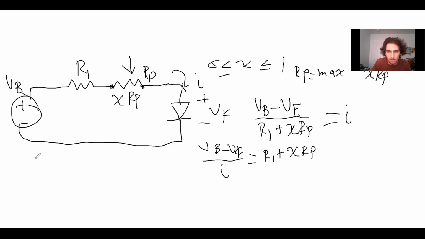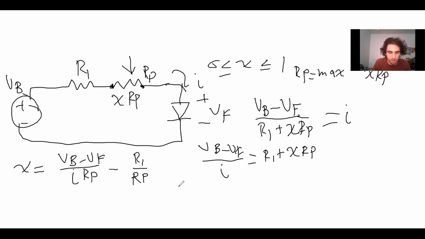If I solve for X in this, I'm going to get VB minus VF over I RP, minus R1 over RP.